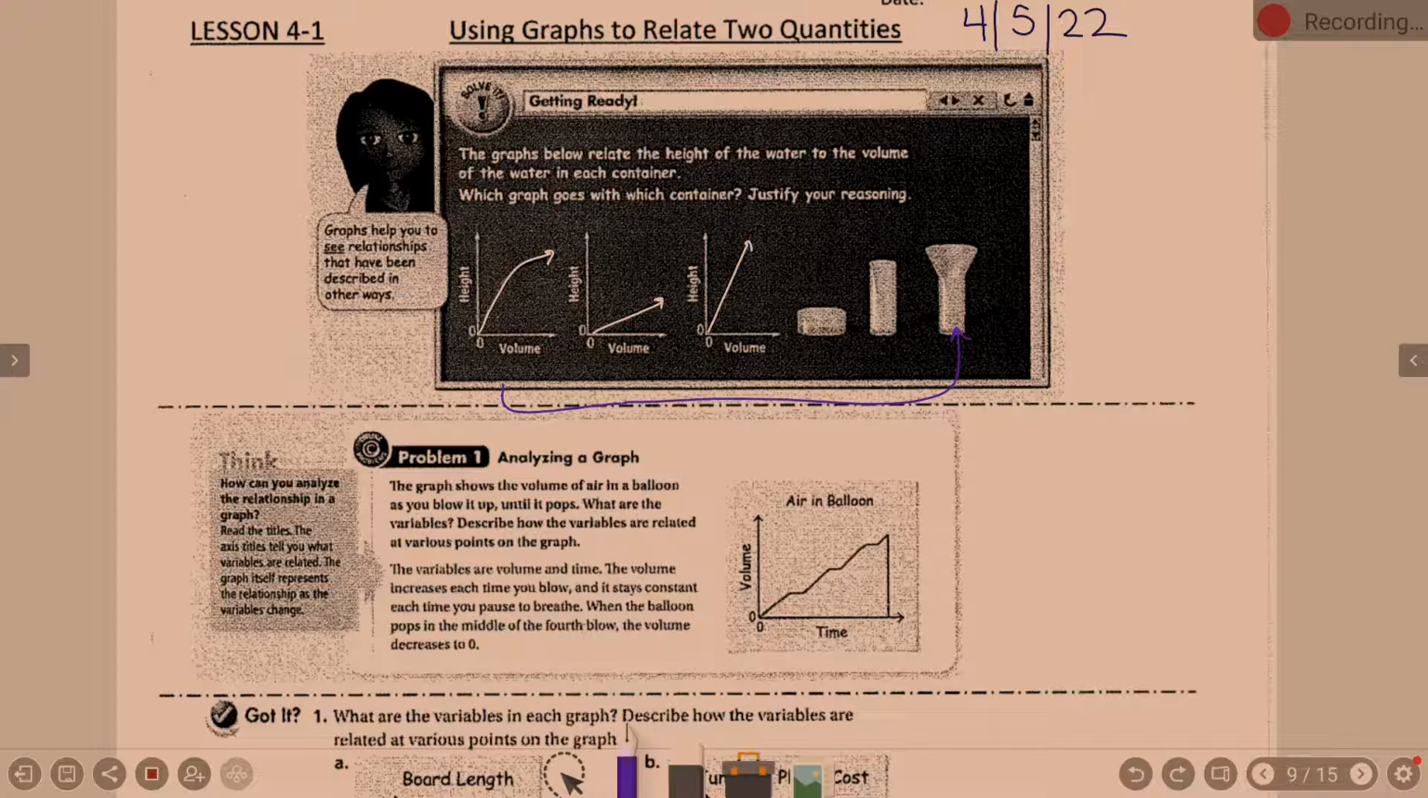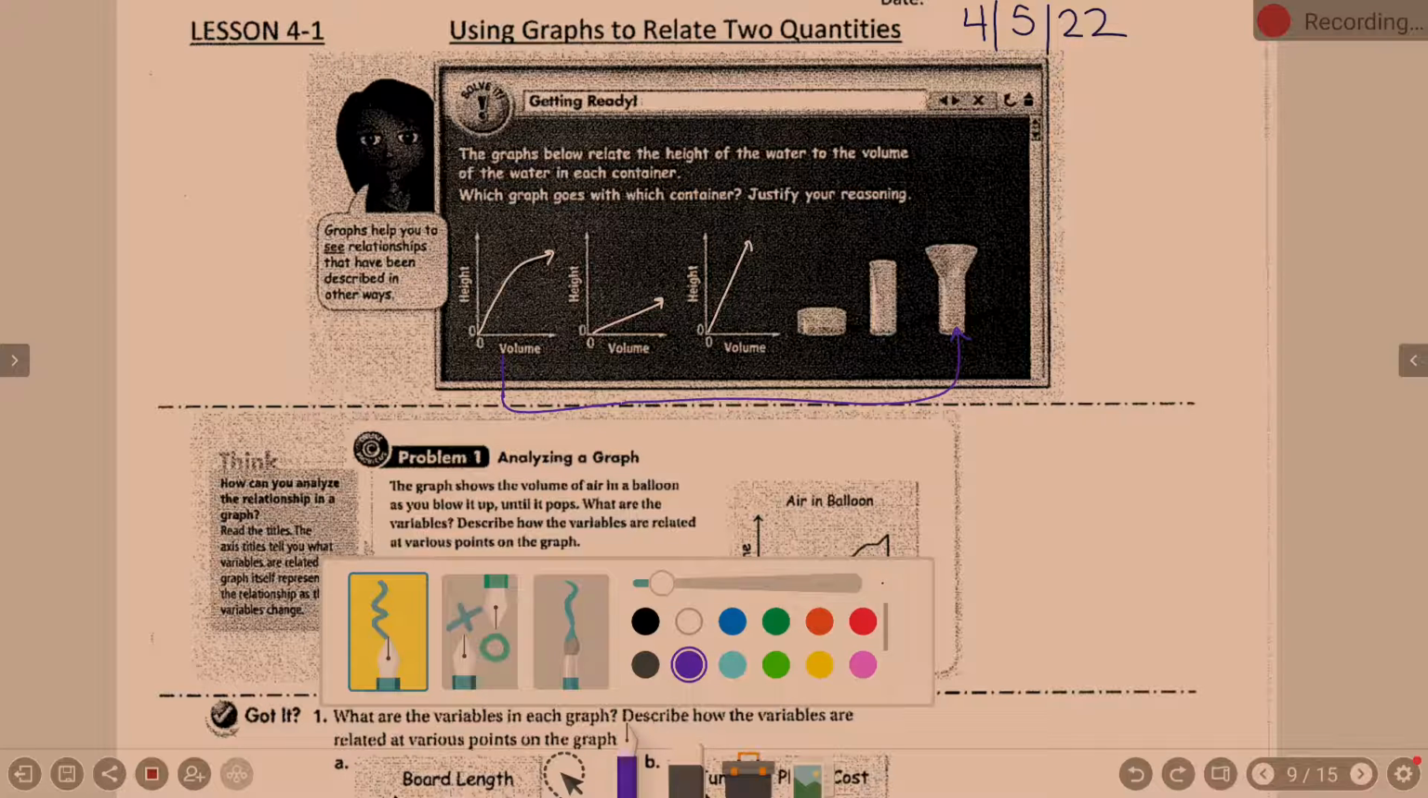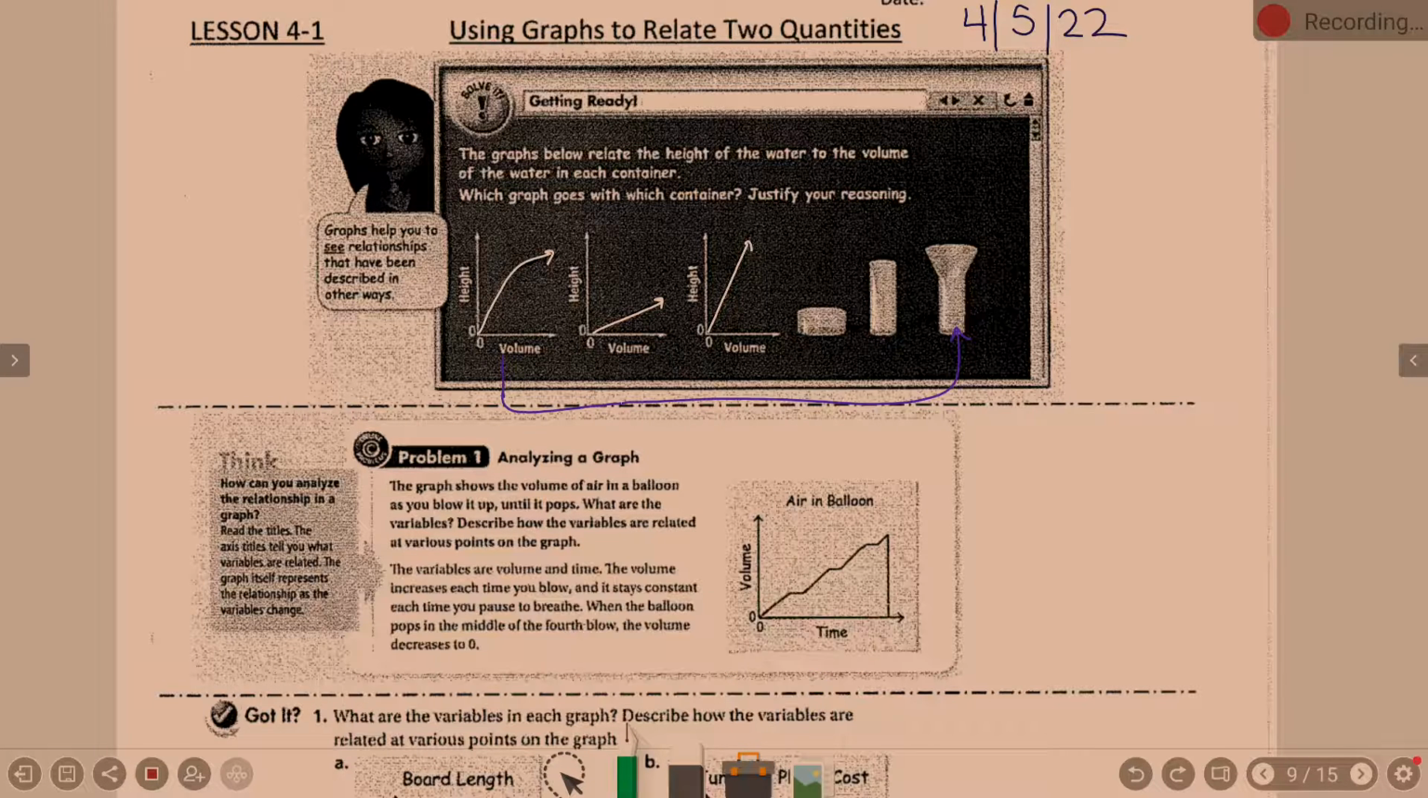Because what's happening as this object is getting taller? As this object is getting taller, the volume, how much it holds, is increasing, and it's increasing at a steady rate. Until what happens when this container gets wider? It widens, but the volume, how much it's holding, is slowing down, because the bigger it is, the longer it takes.